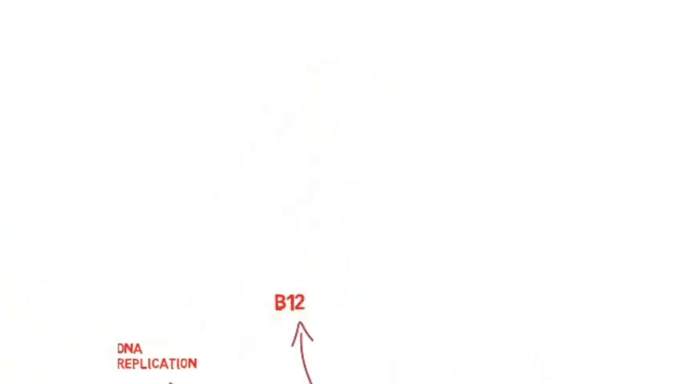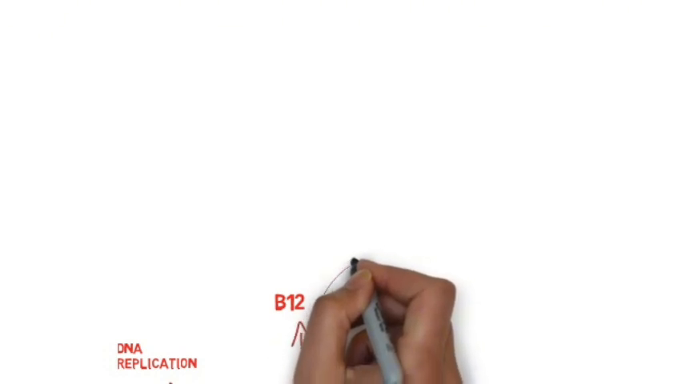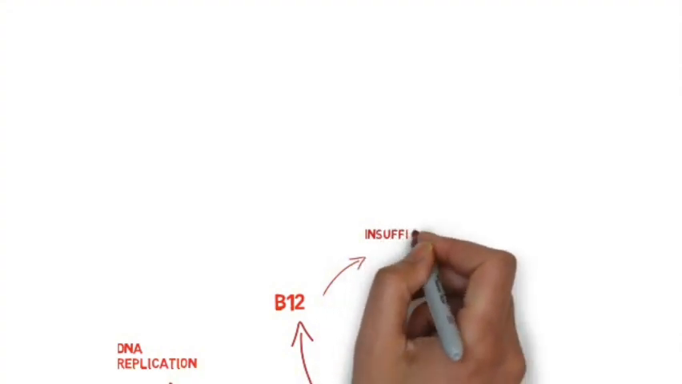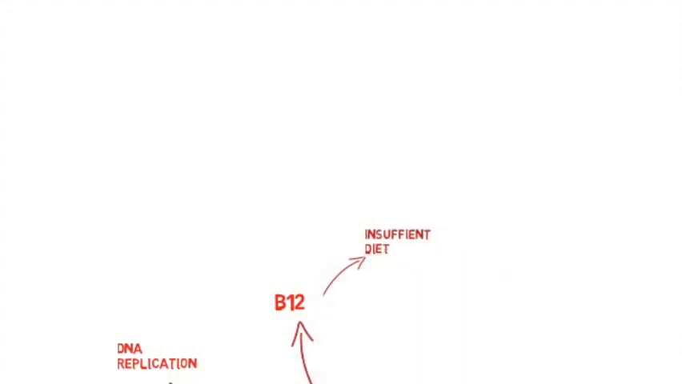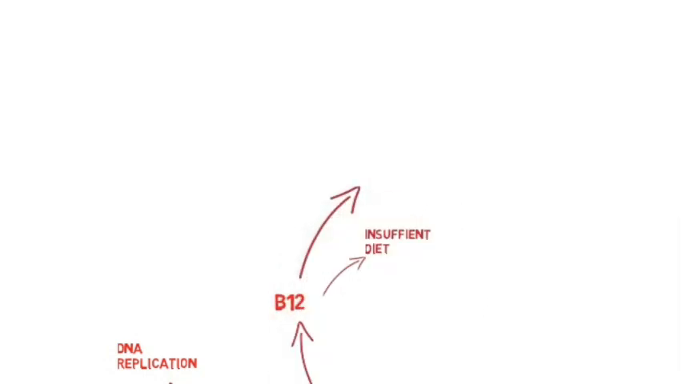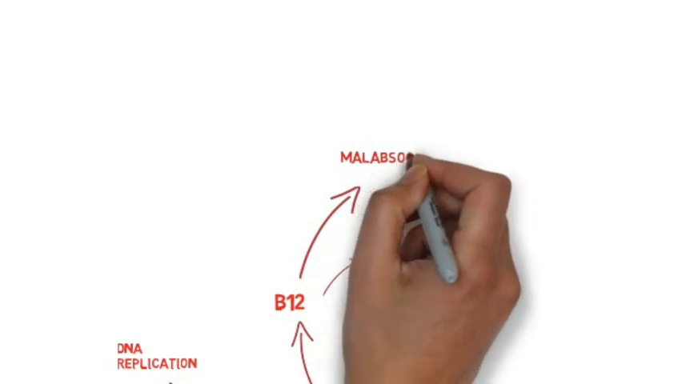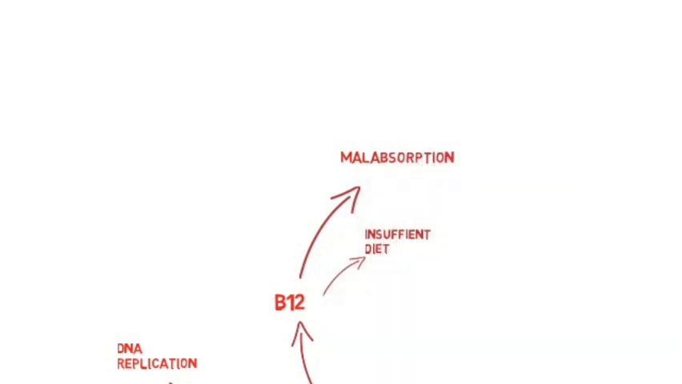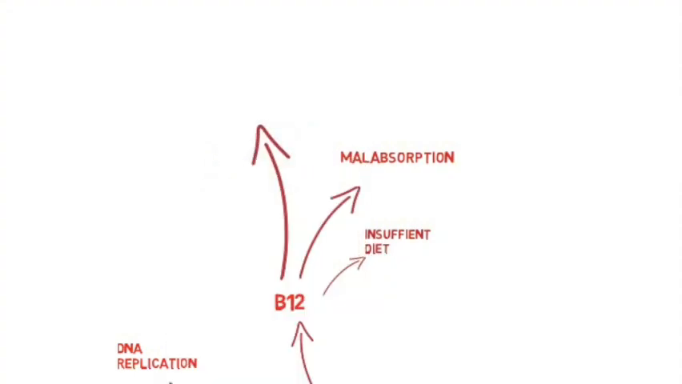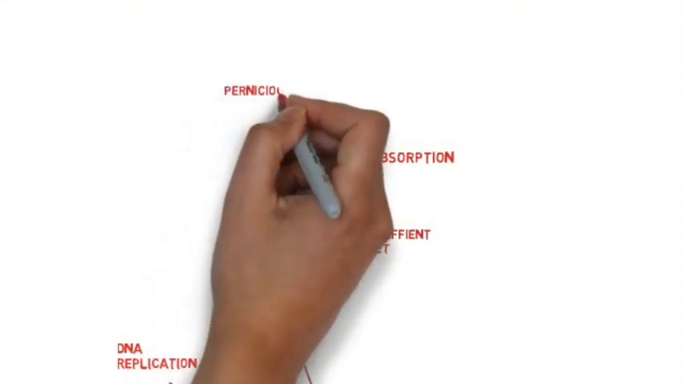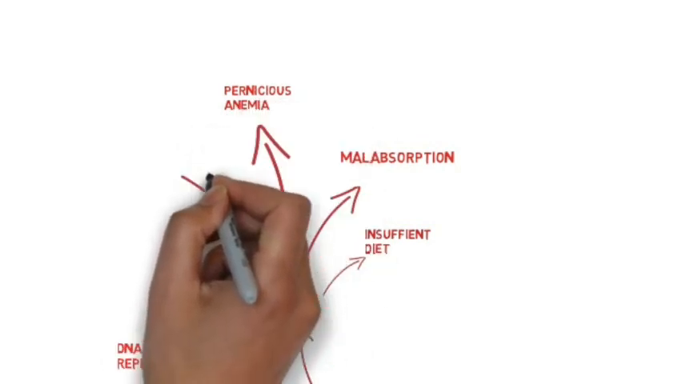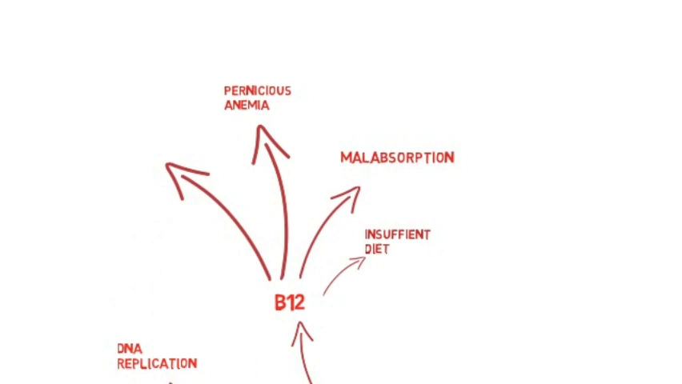Macrocytic anemia is caused by a deficiency in B12 or folic acid. B12 deficiency is caused by insufficient diet, which occurs usually in strict vegans. Now, the second most important cause is malabsorption diseases such as celiac disease, and we have pernicious anemia, which is an autoimmune disease caused by the atrophy of gastric mucosa.